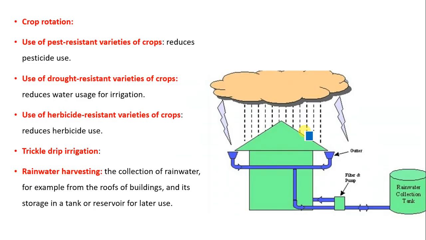Other methods have to do with crop rotation, use of pest-resistant varieties, drought-resistant varieties, herbicide-resistant varieties of crops, trickle drip irrigation, and rainwater harvesting. This has to do with the collection of rainwater, for example, from the roof of buildings, and its storage in a tank or reservoir for later use. So this is just an example of how you harvest rainwater, and all this helps to improve sustainable agriculture.